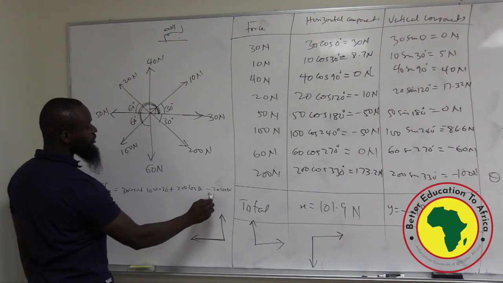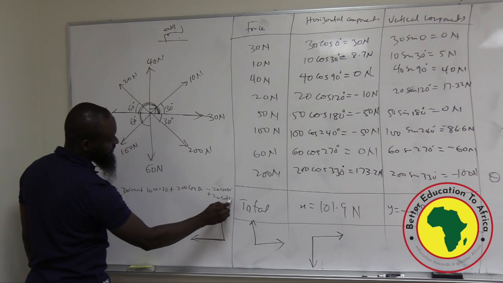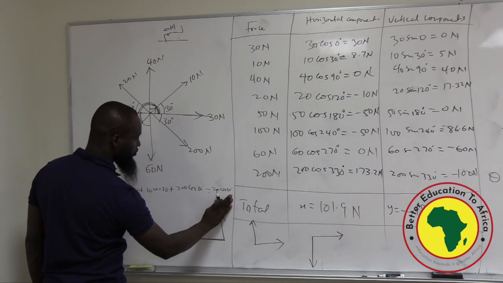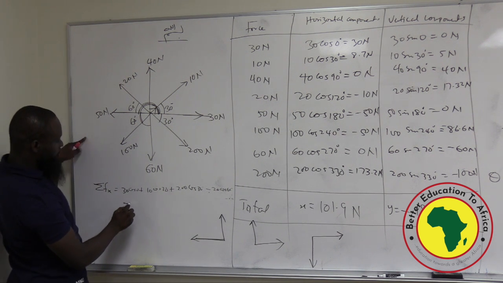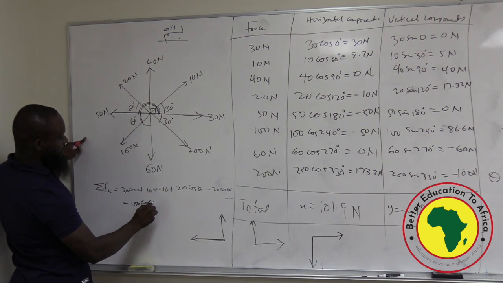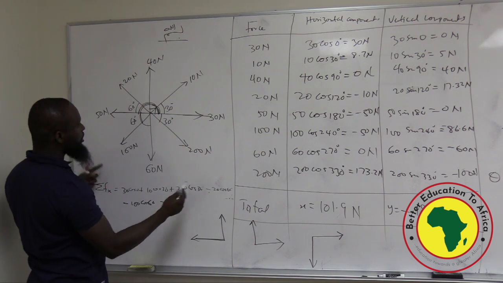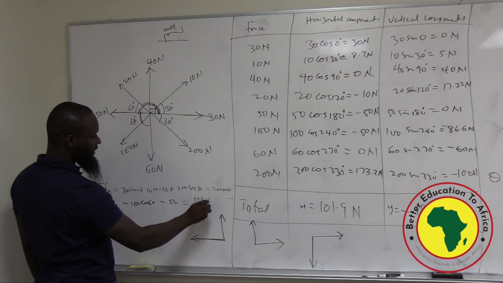Or I will say plus 20 cos, I will now use the angle this way, 120. Then it will bring a minus there automatically. So be careful, okay? Let's assume we already know it's minus. Then minus 100 cos 60, minus 50, because 50 is along there. Then I'm done with all the x components. When I sum all this up, I will get 101.9.